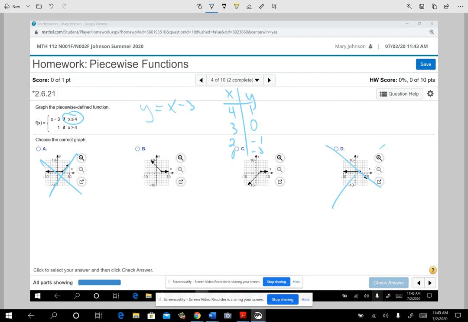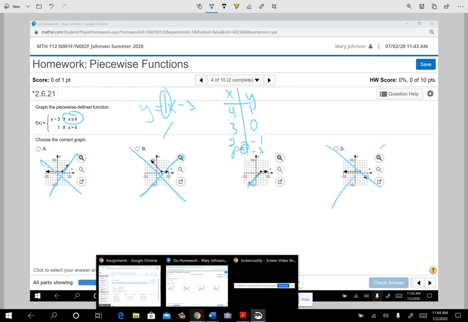Another way you could do it is the slope is 1. So that means the line should be rising. It shouldn't be falling. And so I know it's not B, has to be C, either by identifying the ordered pairs and seeing that they're located on this line right here, or by considering the slope, okay?